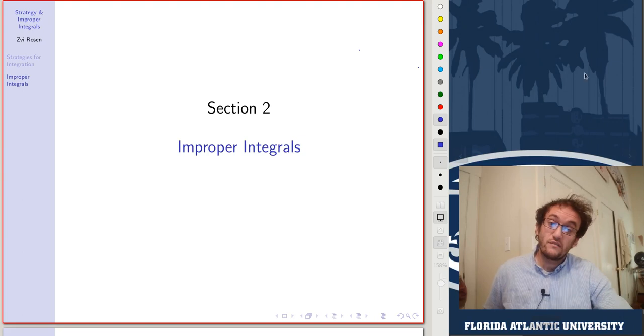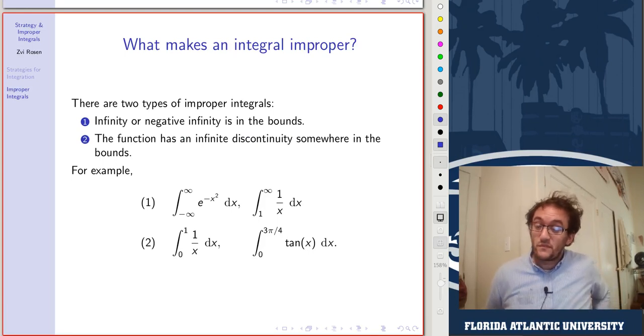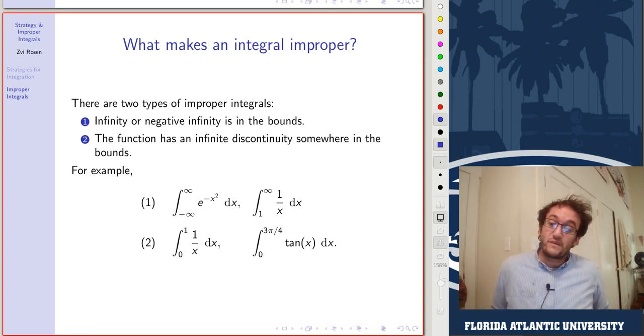Section 2 of the talk is improper integrals. What makes an integral improper? Well, there are two types of improper integrals. The first type is where we have infinity or negative infinity in the bounds. The second type is where the function has an infinite discontinuity somewhere in the bounds, whether it's in the bound precisely or somewhere in between.